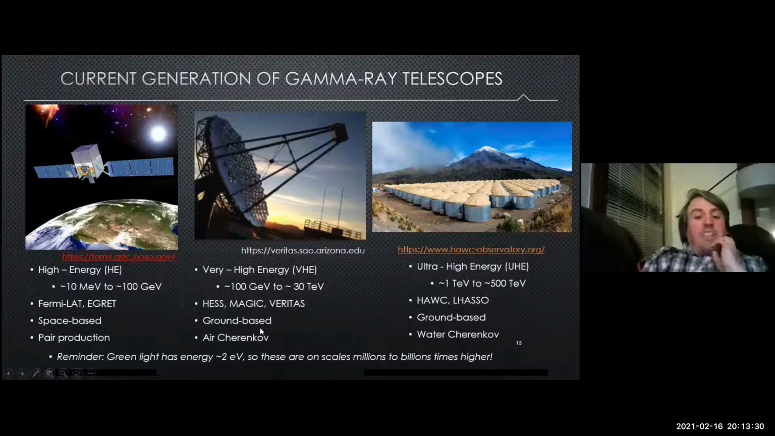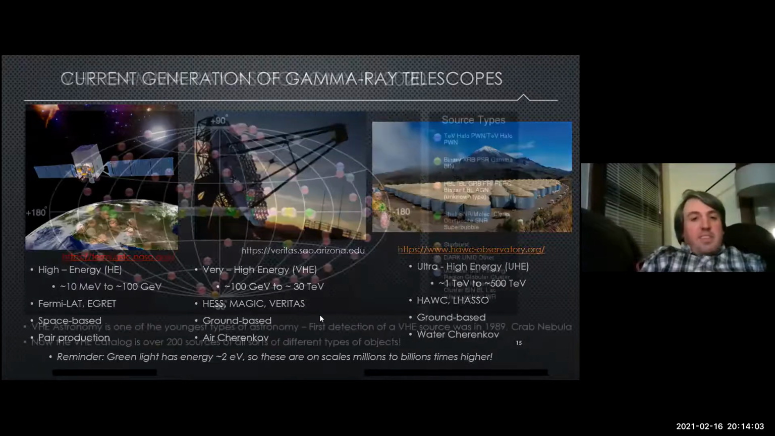These are ground-based telescopes, and they use an air-Cherenkov technique, and I'll talk about what that is in a minute. And then you go into higher energies, so we're talking tens to hundreds of billions. Ultra high energy, so HAWC in Mexico, this is on a mountaintop in Mexico actually. HAWC and LHAASO, which is in Tibet, are also ground-based, and they're water Cherenkov. These are actually giant water tanks here.